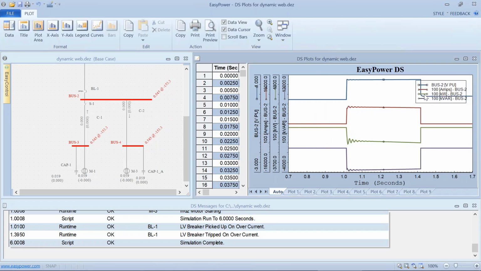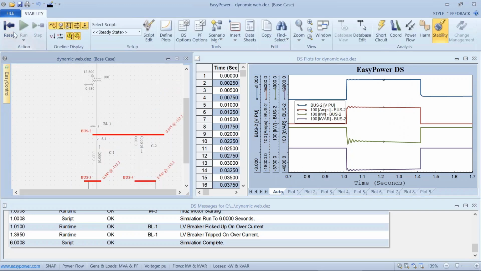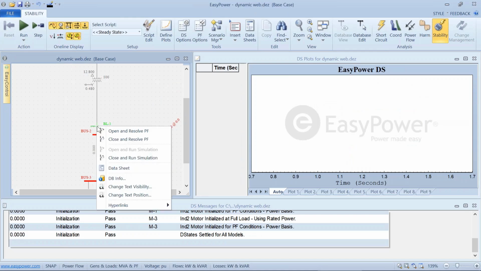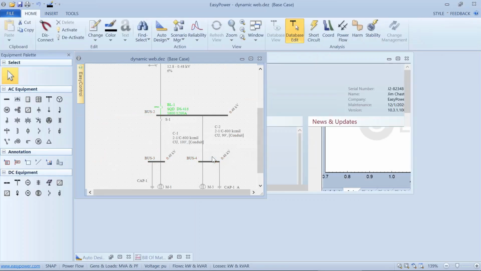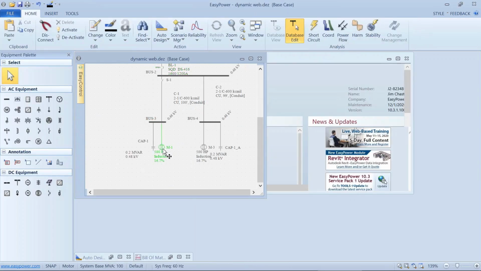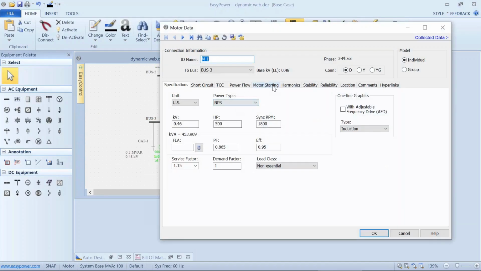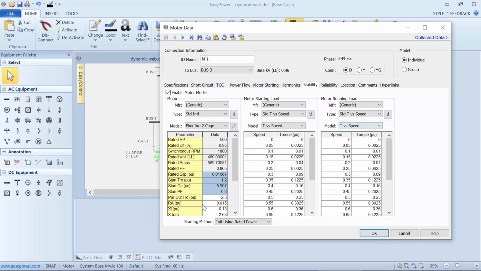I'm looking at the legend here. We're seeing the voltage and, well, I'm not seeing the result I'm looking for. Let me go back and look at the database edit. Under stability, everything looks good.